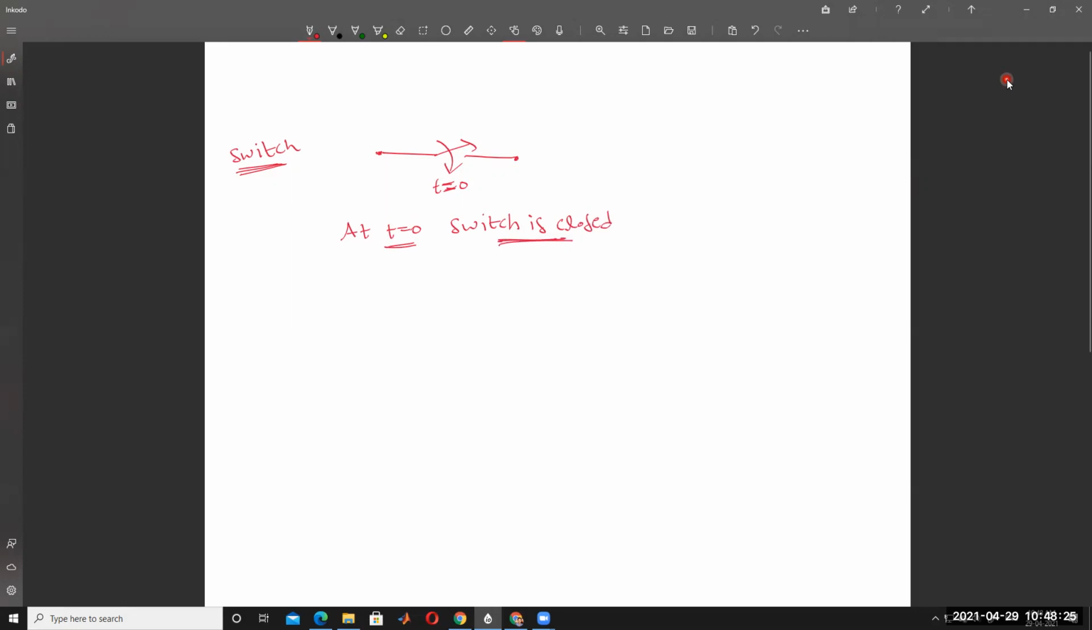So this is the meaning of the switch, and this arrow indicates the current direction, and this arrow indicates the switch position. At t is equal to 0, the switch is closed. The switch going in the downward direction means it is closed.